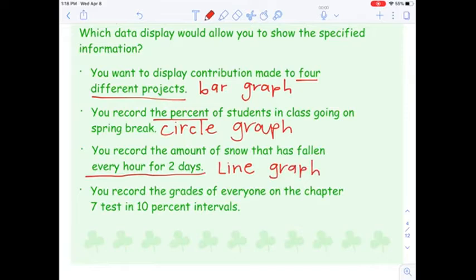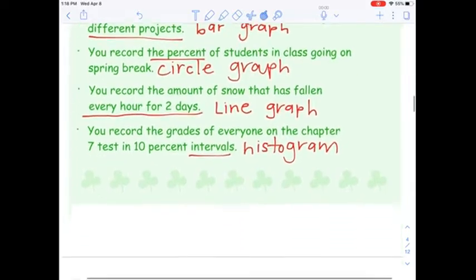And then the last one is you record the grades of everyone on the Chapter 7 test in percent intervals. When we see that word intervals, we're going to use histograms. And that is what we're going to be talking about in this lesson.